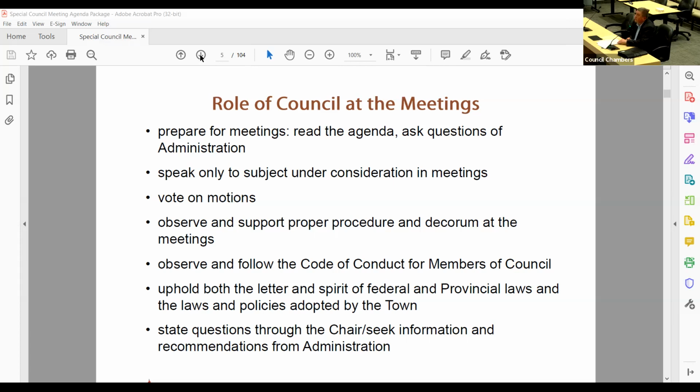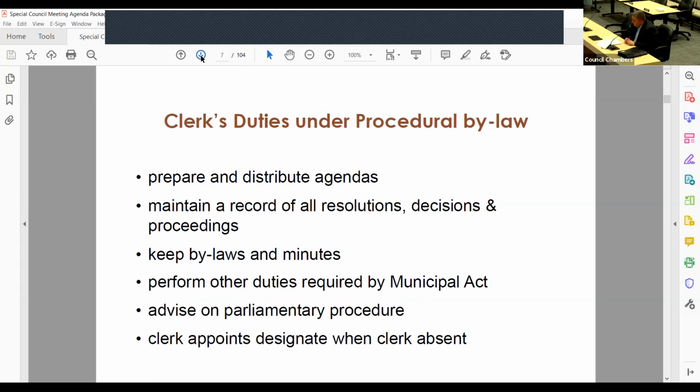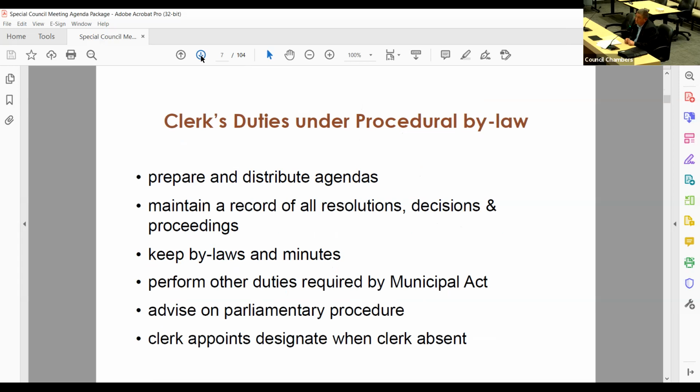Next slide. And actually next slide, if you can as well. The clerk's duties under the procedural bylaw, certainly agenda management is a key part of it. Maintaining an official record of all resolutions, decisions, and proceedings as required by the Municipal Act. And that includes bylaw management and management of the minutes. And another key component that the municipal clerk provides is advice from time to time on parliamentary procedure.